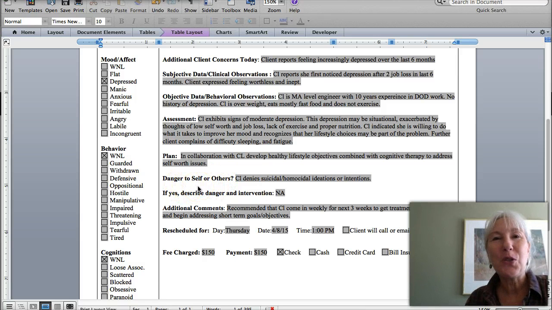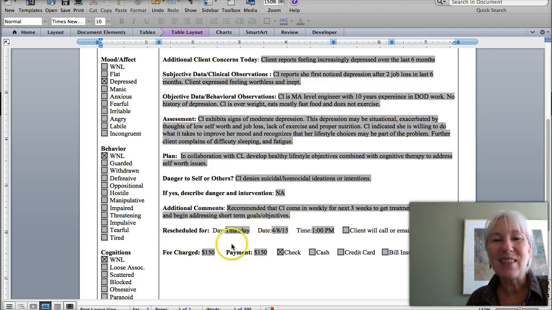Make sure you do your risk assessment. Danger to self or others, in other words. If yes, describe danger and the intervention. What's great about this form is it prompts you. You will never forget to do your risk assessment using this form. Make sure you note any additional comments.